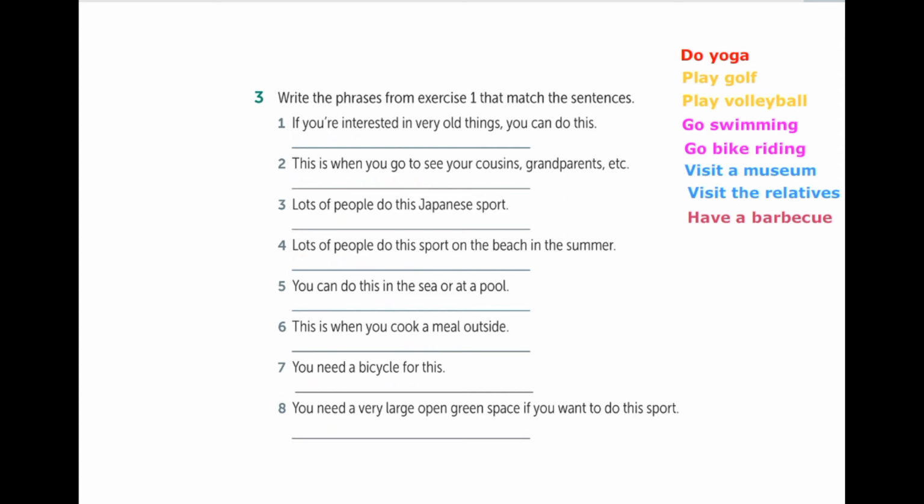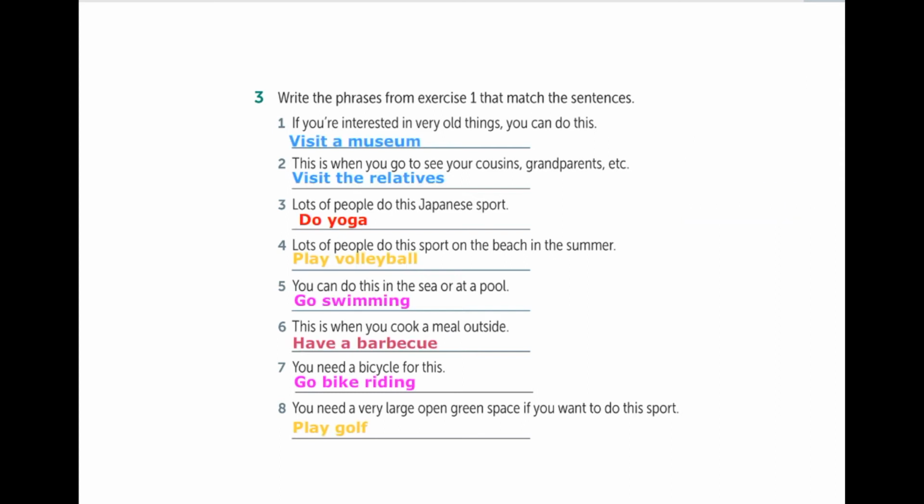Let's check the answers. Number 1. If you're interested in very old things, you can do this. What is it? Visit a museum. Number 2. This is when you go to see your cousins, grandparents, the family, right? What is it? Visit the relatives. Number 3. Lots of people do this Japanese sport. Do yoga. 4.